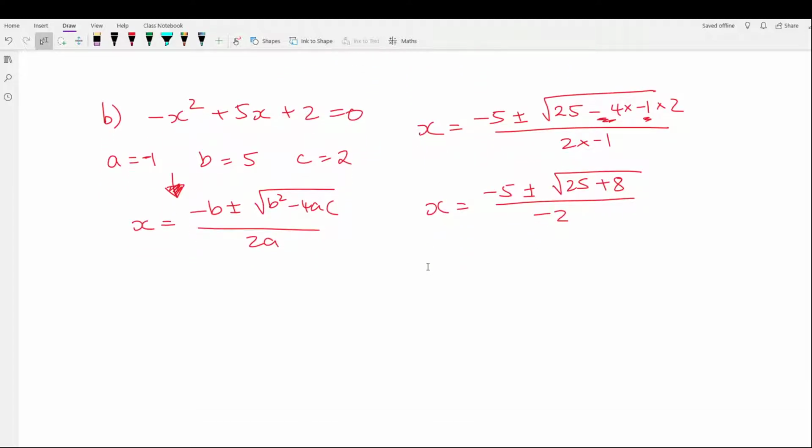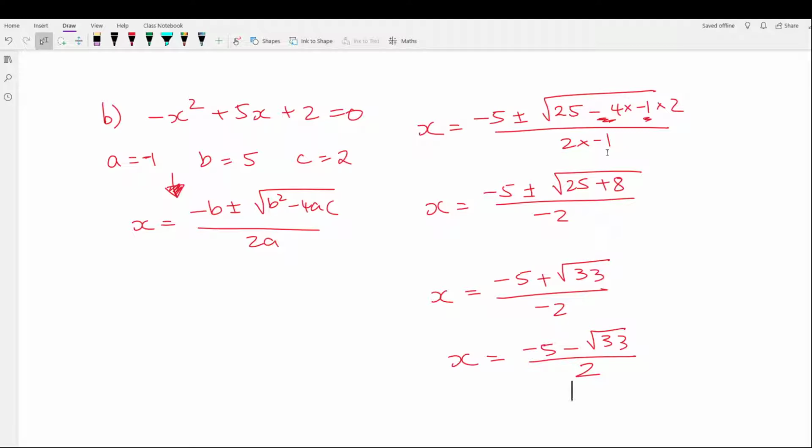Okay, so now we can simplify that down. So x is equal to negative 5 plus the square root of 33 all over negative 2, and x is equal to negative 5 minus the square root of 33 over 2.